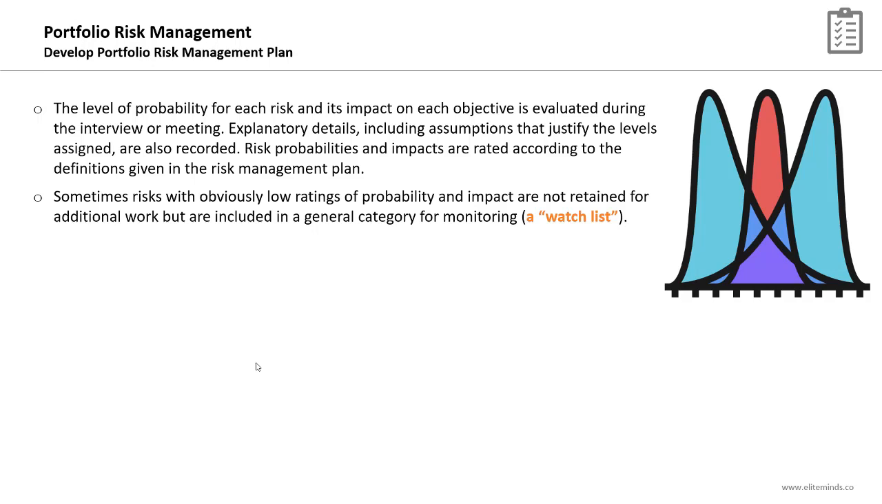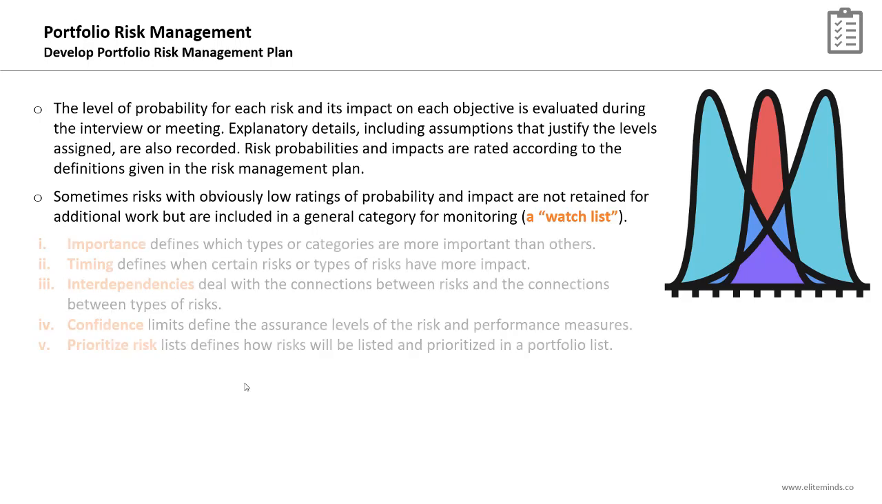Sometimes risks with low ratings of probability and impact are not retained for additional work, but they are included in the watch list. So the watch list is a document, or actually a part of the risk register, where the risks with low ratings of probability and impact are recorded for future monitoring.